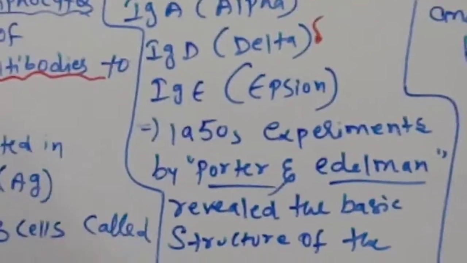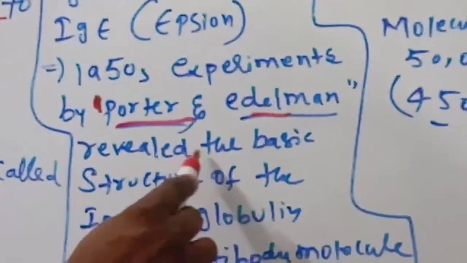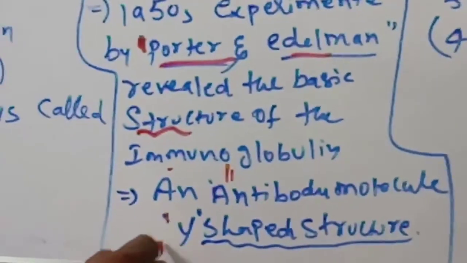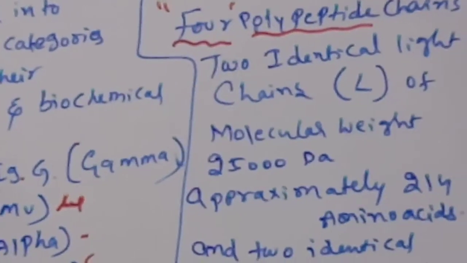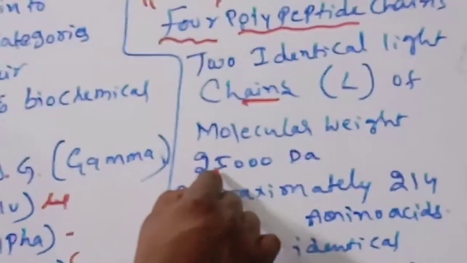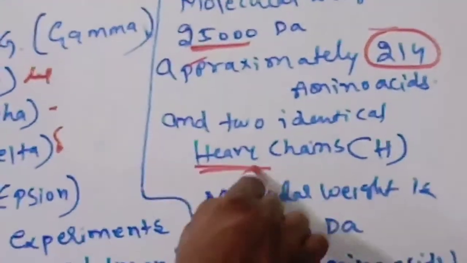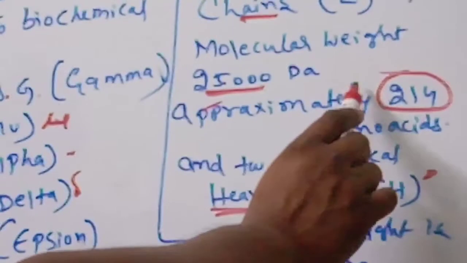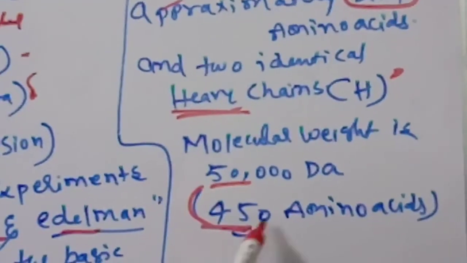We are going to finish this. In the 1950s experiments, Porter and Edelman revealed the basic structure of the immunoglobulin or antibody. An antibody molecule is a Y-shaped structure that comprises four polypeptide, that is amino acid protein, chains. Two identical light chains, molecular weight 25,000 Daltons, approximately 214 amino acids. And two identical heavy chains, molecular weight 50,000 Daltons, approximately 450 amino acids.